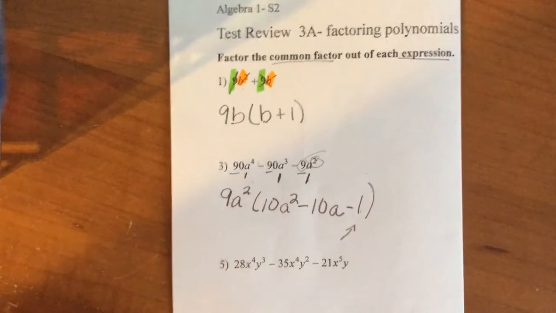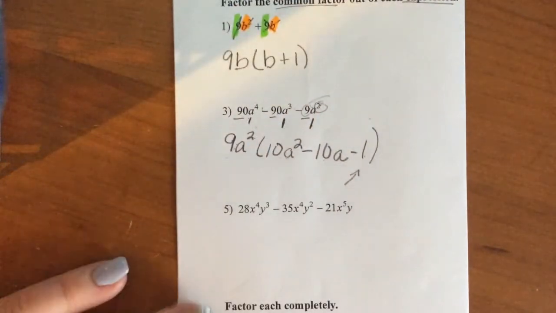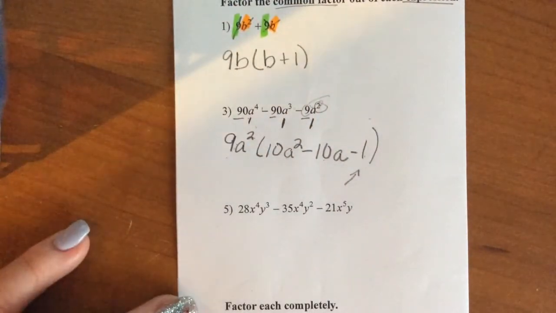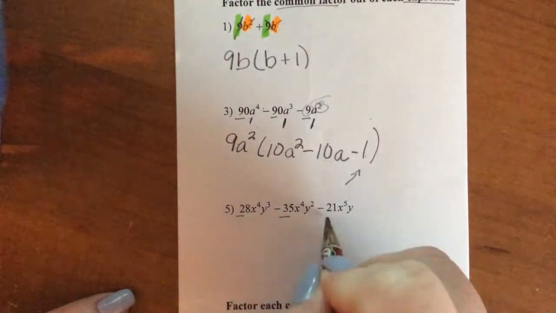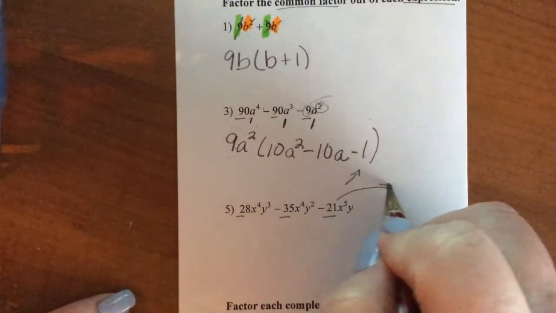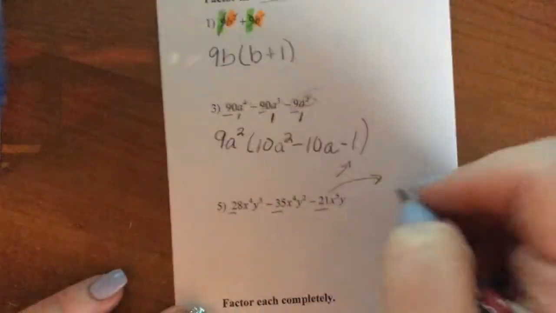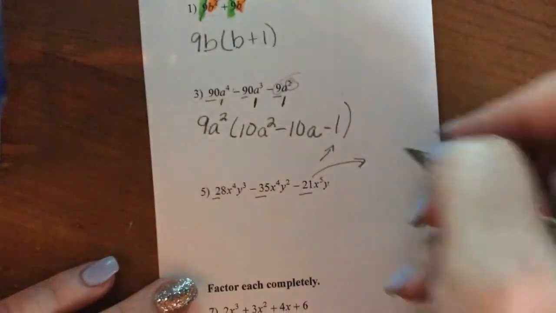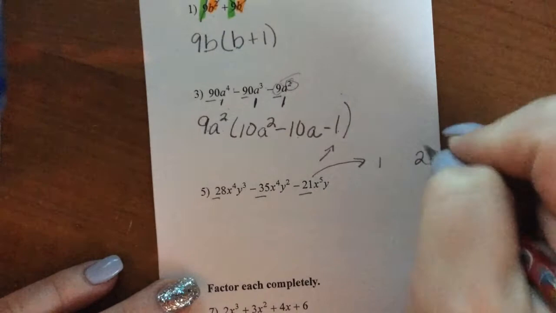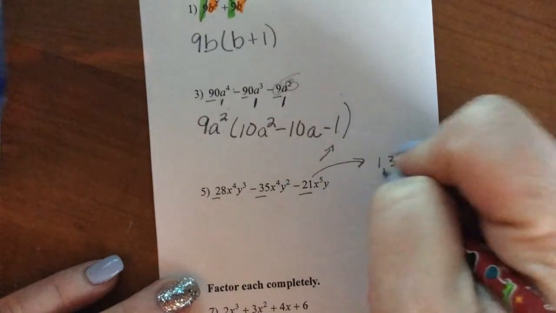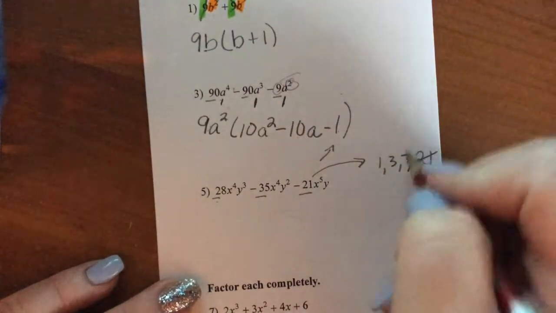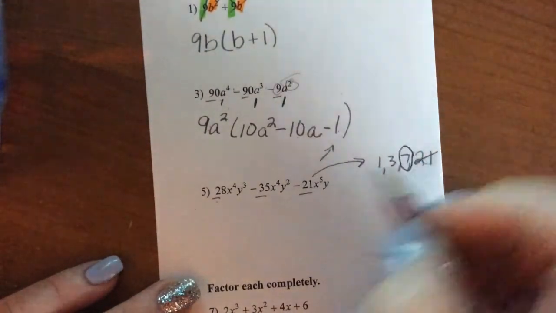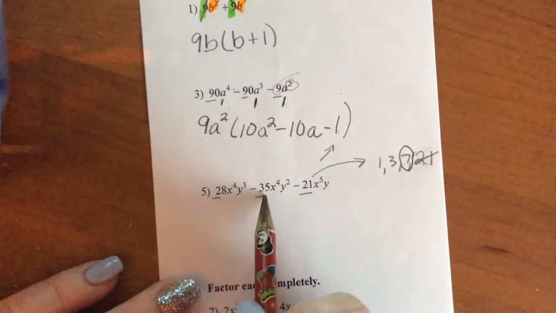All right. So number 5 is more of a difficult one because we've got numbers and 2 variables. Once again, first look at your numbers. 28, 35, and 21. Take your lowest being 21 and look at its factors. 1 and 21 and 3 and 7. 21 will not go into those two, not a factor. So our greatest common factor will be 7 because I can take it into 28 and 35.